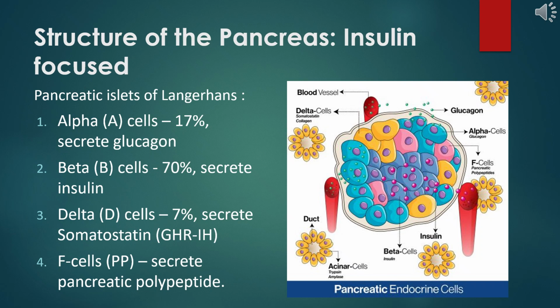Second, we have alpha cells, about 17%. They secrete glucagon, which raises blood glucose by promoting glycogen breakdown. Next, we have delta cells, around 7%, which produce somatostatin, also known as growth hormone release inhibiting hormone. It regulates both insulin and glucagon secretion. And finally, we have the F cells or pancreatic polypeptide cells. They produce pancreatic polypeptide involved in digestive regulation.